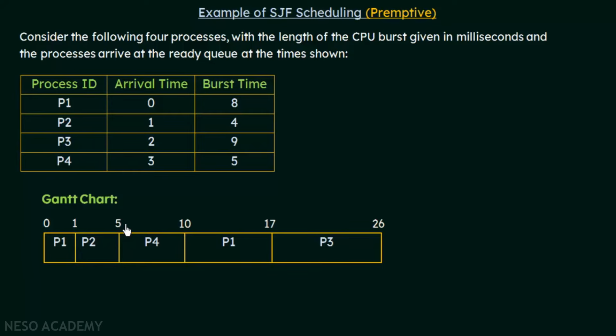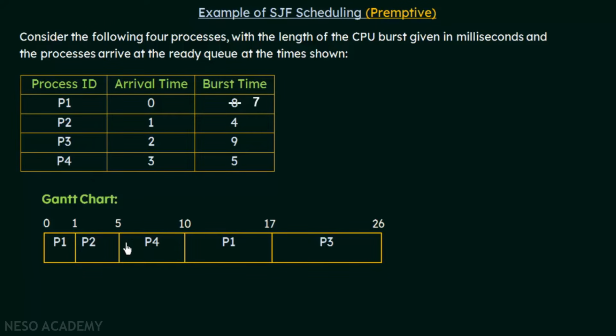Alright, now since P2 has completed, the question is who will get the CPU next? Now we have P1, P3 and P4. Who is going to get the CPU now? So let us see. What is the burst time of P1 now? It is not actually 8 now because P1 already completed 1 millisecond of execution in the beginning. So the burst time of P1 is now 7 milliseconds. Keep that in mind. And P3 and P4 never got the CPU, so their burst times are 9 and 5. So here we have 7, here we have 9, here we have 5. Which is the smallest one? It is 5, which is P4. So P4 is the one to get the CPU next.